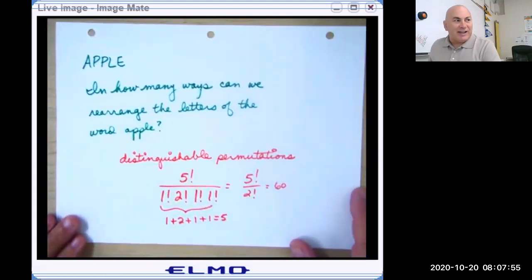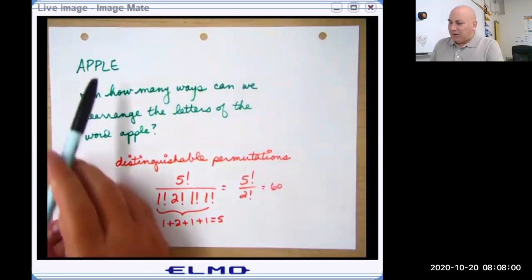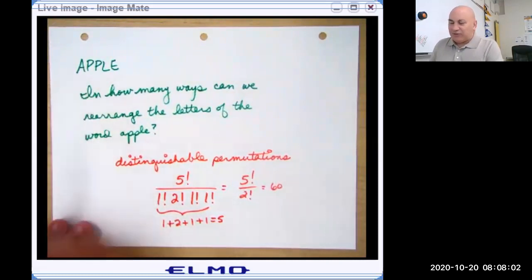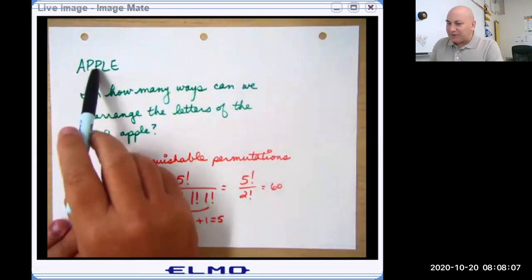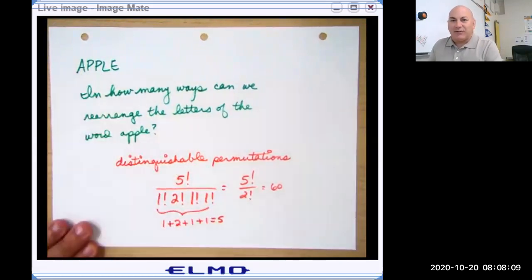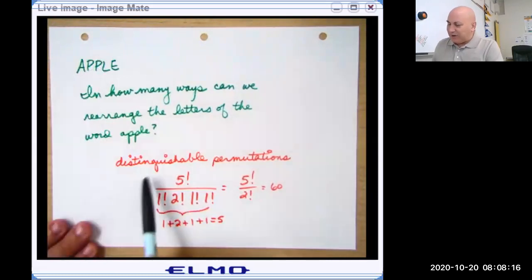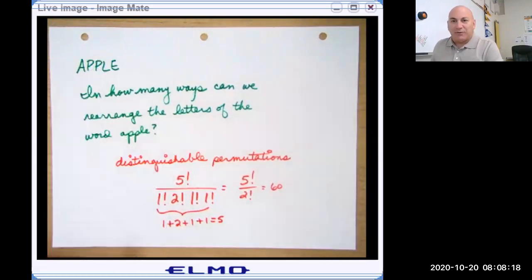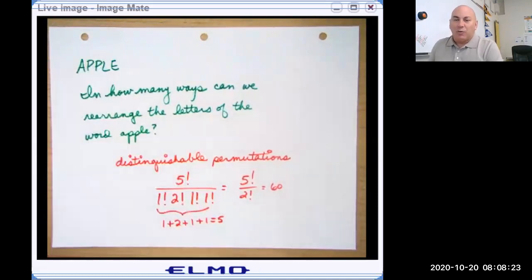Now we have some fun problems that I don't know if they have any applicability outside of math classes, but they're fun. How many ways can we rearrange the letters of the word apple? Well, if I take these two P's and I swap them, you can't tell the difference. It still looks like apple. So obviously we have to account for this double letter. And so we call that distinguishable permutations. If I swap these two P's, you can't distinguish one of those words apple from the other.